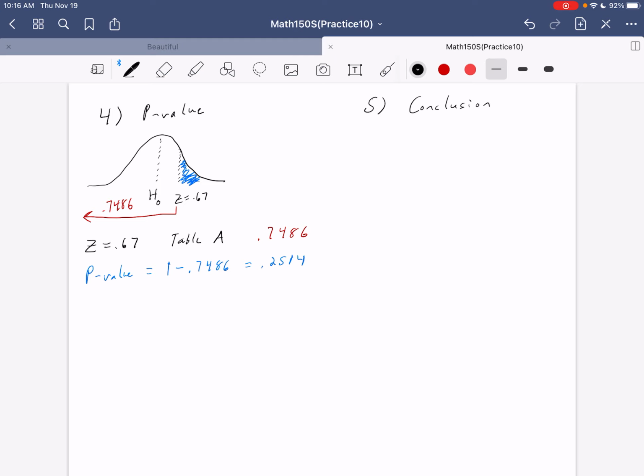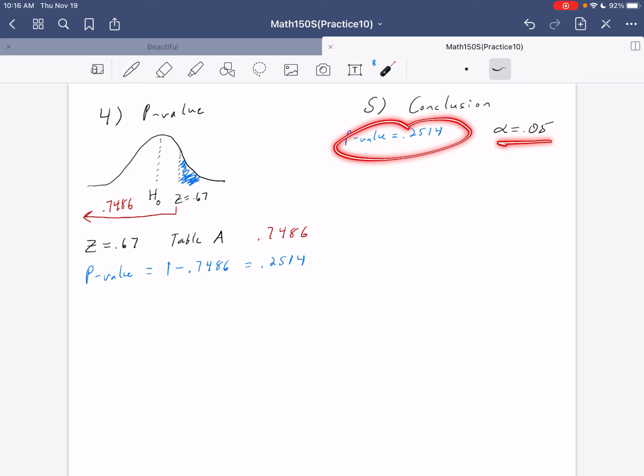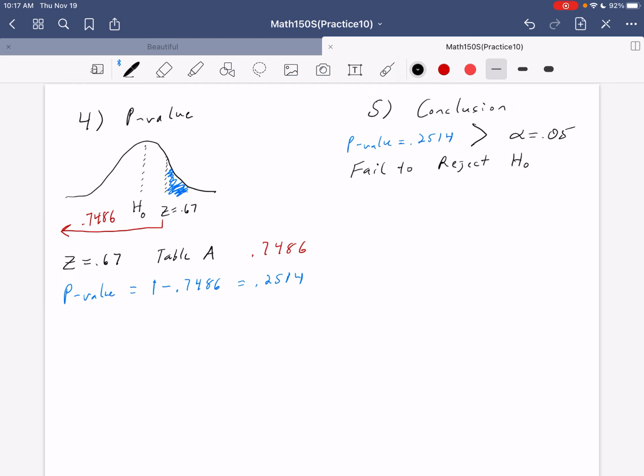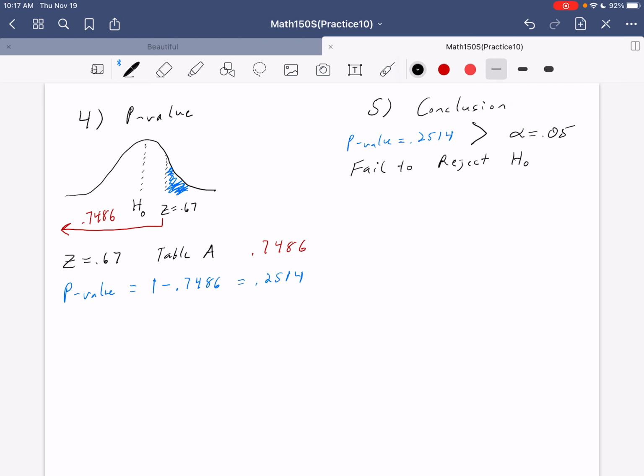So our conclusion: we have our p-value equal to 0.2514, and we want to compare that against the alpha that was set in the problem, 0.05. So how does this p-value compare against this alpha? Well, it should be very clear that the p-value is significantly larger than the alpha. So what happens when your p-value is larger than alpha? Well, that means the statistical conclusion is you fail to reject H0. And remember that a failure to reject H0 is a failure to find evidence for your claim. So we would say no significant evidence.